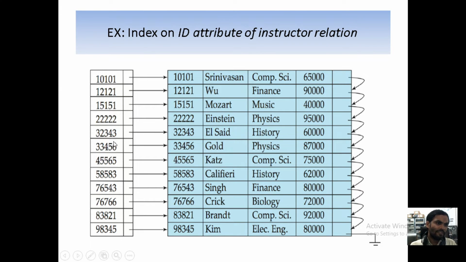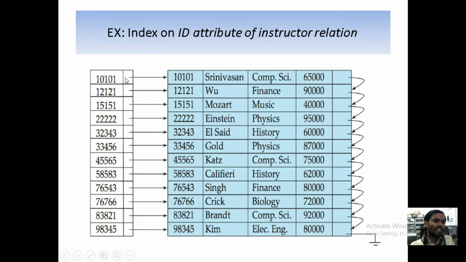This is an ID, and this is a search key value. See here, 10101 is there. The index ID will be there with the help of this instructor ID. Means 10101 is an instructor ID. Again, under the instructor table we are having 10101.